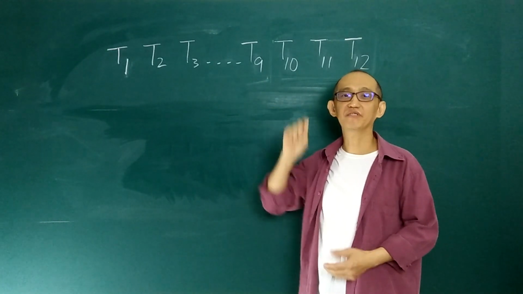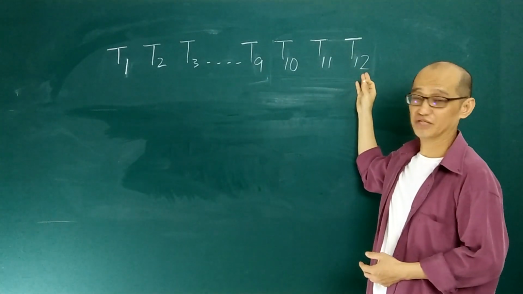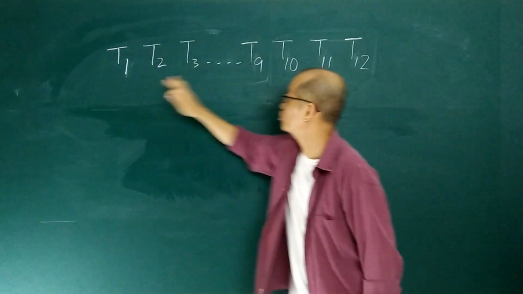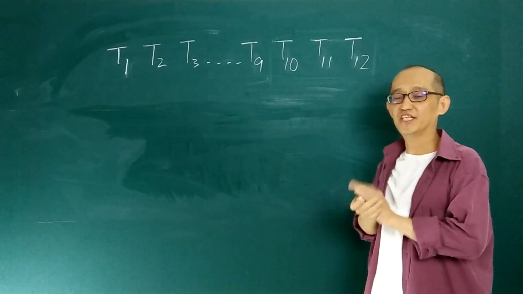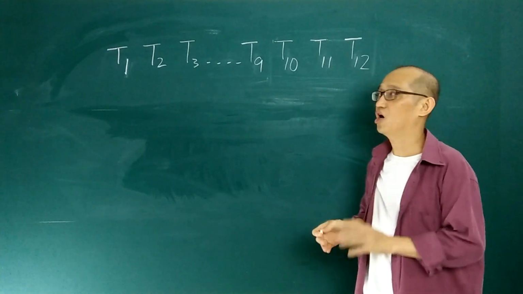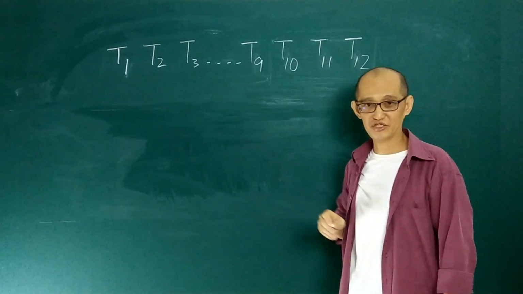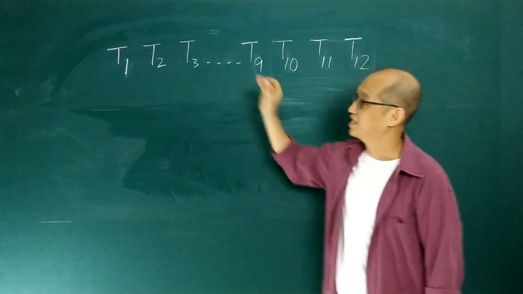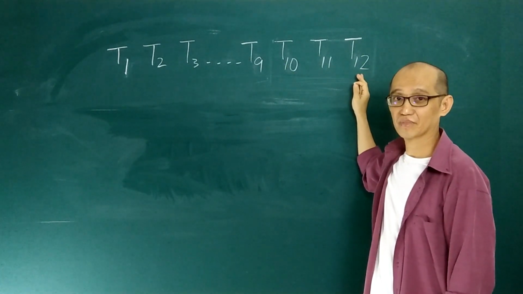Let's look at this arithmetic progression. There are 12 terms in this progression, term number 1 to term number 12. We have learned how to find the sum of all the terms in this arithmetic progression. Yes, that is from term number 1 to the last one.